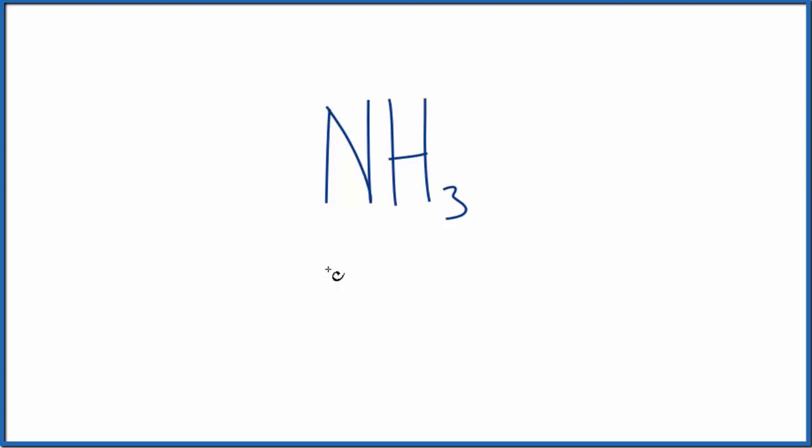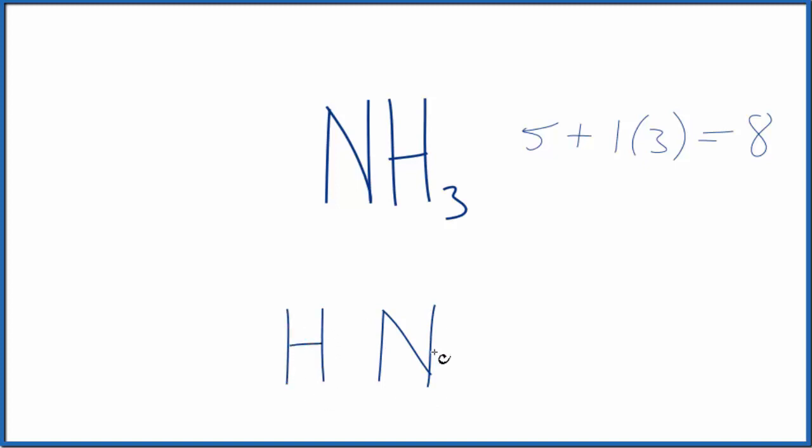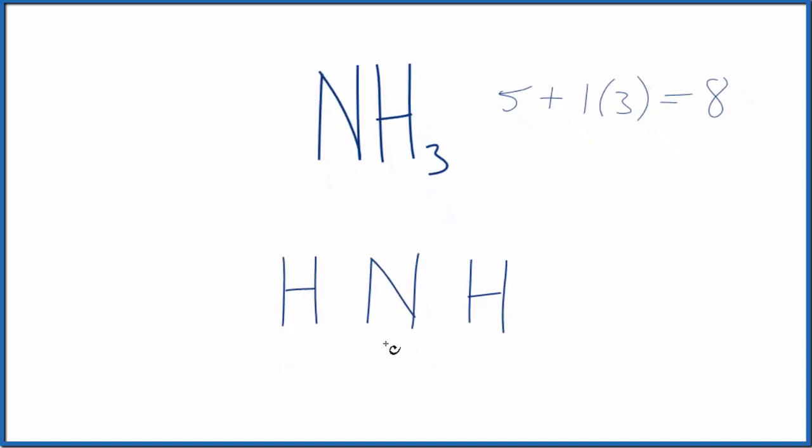If we look at the number of valence electrons, nitrogen is in group 15, sometimes called 5A, so that has 5, plus hydrogen in group 1 has 1, and we have 3 hydrogen atoms. So we have 8 valence electrons for NH3. If we draw the Lewis structure here, we would have our nitrogen in the center. Hydrogen always goes on the outside. And then we'd have these 3 hydrogen atoms around it.